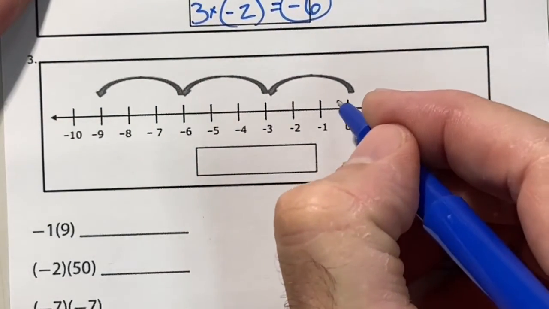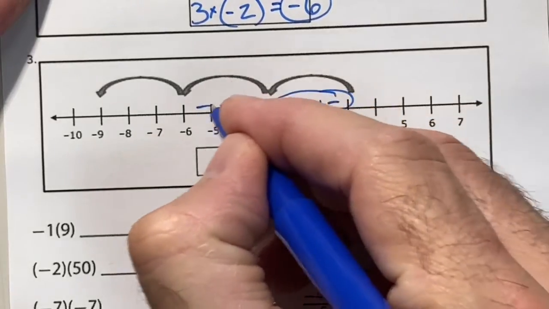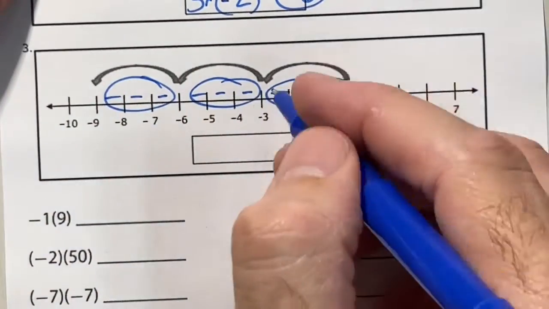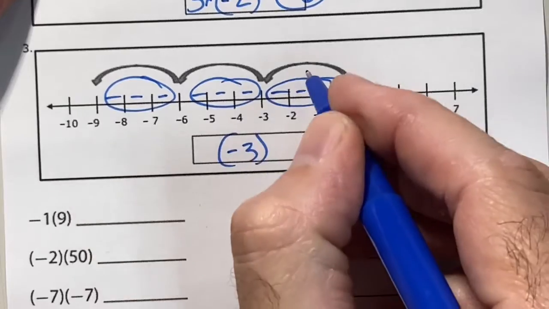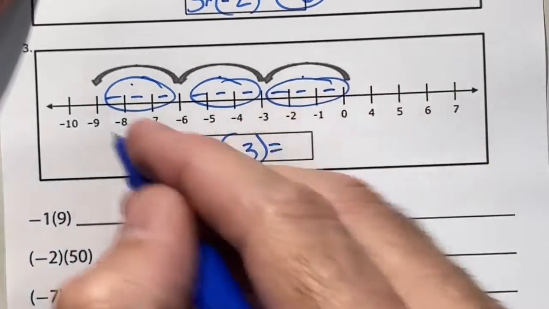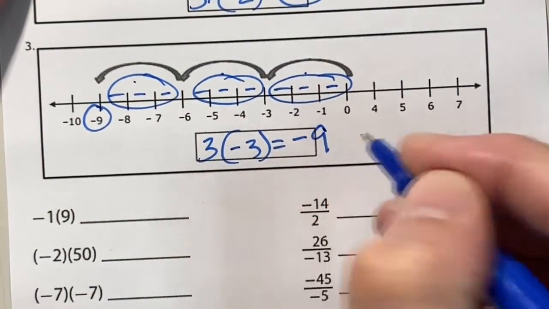So we have negative 1, 2, 3. 1, 2, 3. 1, 2, 3. So it looks like we have a group of negative 3. And we have 1, 2, 3 of them, 3 groups of negative 3, and that's going to be equal to negative 9.